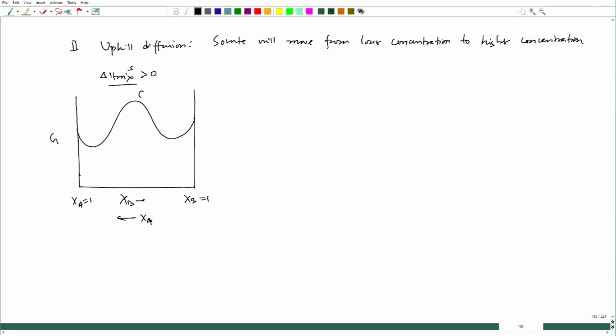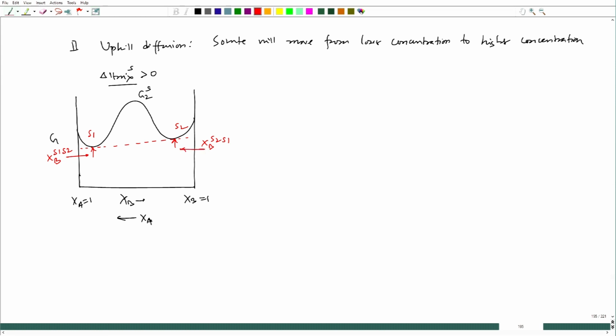So, here it is G of the solid. Now, let us have a composition. Let me first draw the common tangent. So, this is the common tangent and these are the two equilibrium phases. One phase is x_B^S1 in equilibrium with S2, and this one is x_B^S2 in equilibrium with S1. These are the two compositions.